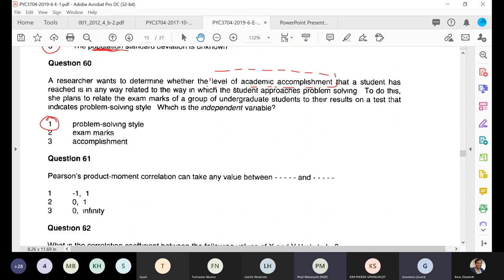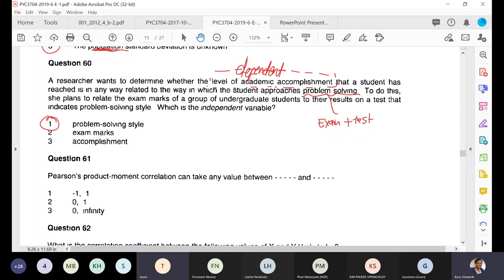No, you are correct in your explanation, but the answer is number one. So here, what it says is, if academic accomplishment is related to problem solving, that means if your problem solving increases or decreases, how is the academic accomplishment behaving relative to that? So you only vary your problem solving. That would be your independent variable. Yes.